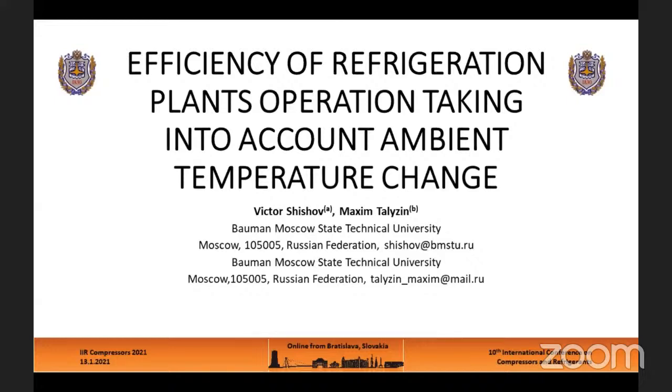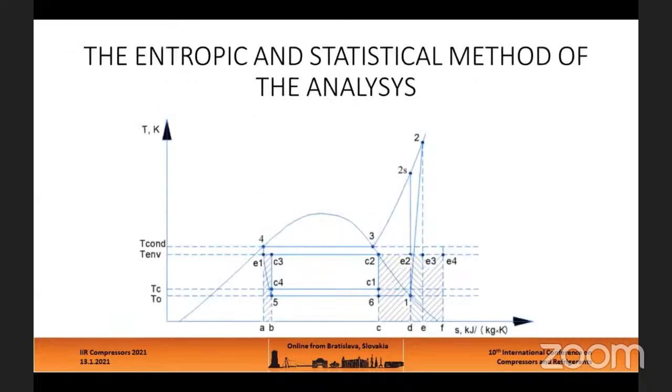Dear colleagues, I am glad to be here and present the results of this work. Firstly, I would like to briefly describe the entropic and statistical method of analysis. Real processes in refrigeration plants are irreversible and non-equilibrium. The reason for irreversibility is a finite difference in mass stream potentials, like temperature difference, pressure difference, etc. Due to process non-equilibrium, the measure of irreversibility is entropy production. This method is based on both the first and second laws of thermodynamics, the Gouy-Stodola theorem, and the property of entropy additivity.